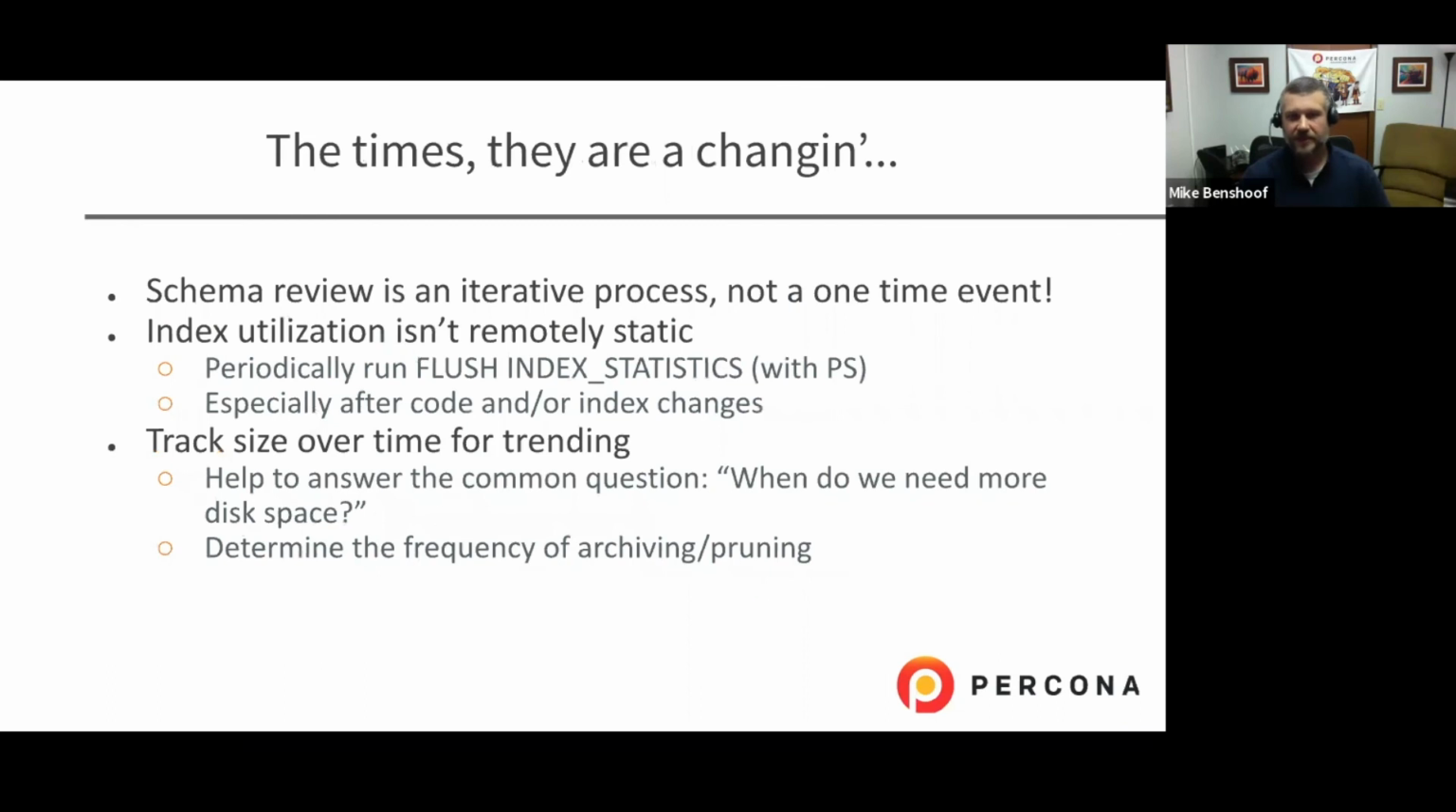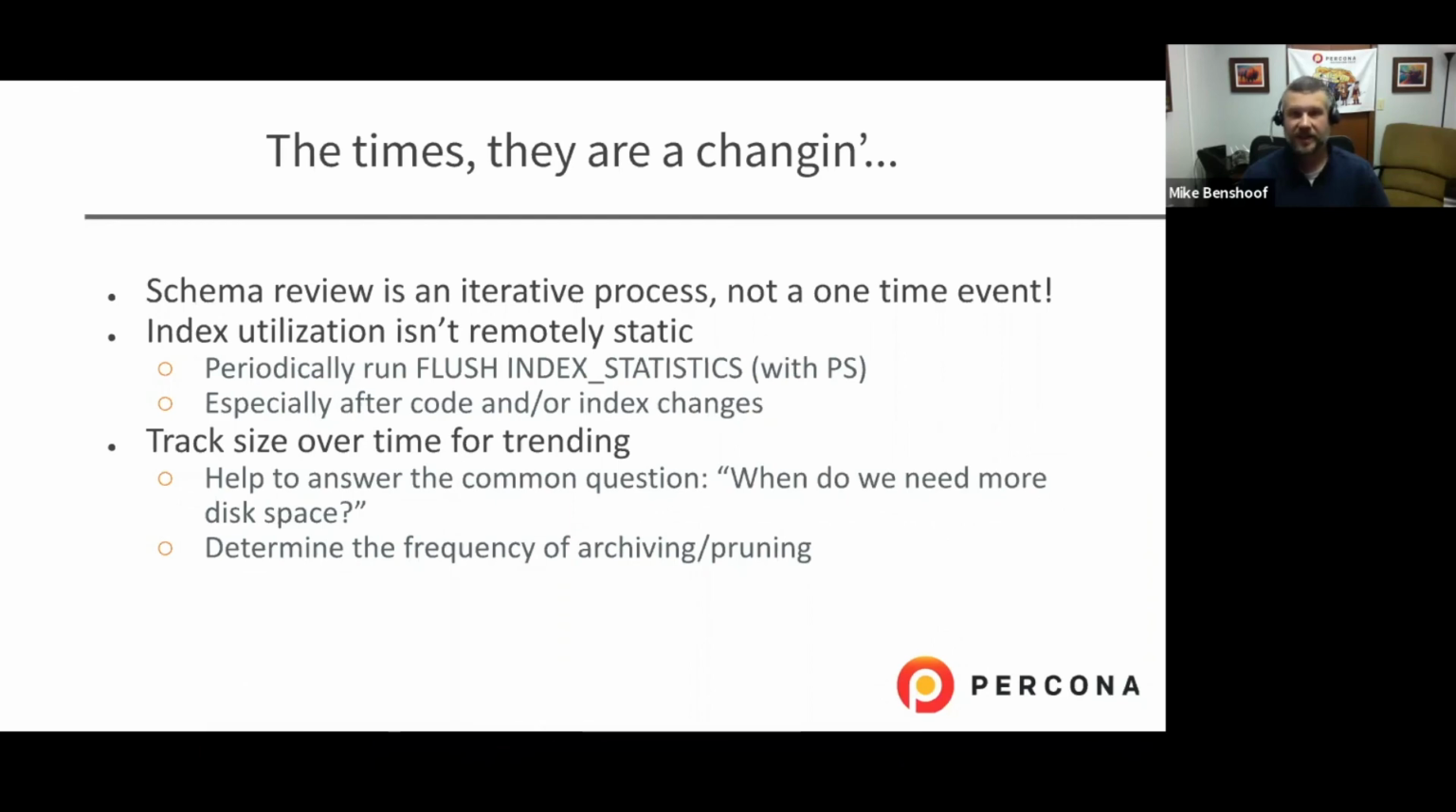And just kind of to wrap things up, this is not a one-time approach, right? This is an iterative process. As code changes, especially with more agile development cycles, things are changing. We need to continually review this. We need to look at our tables growing over time. We need to continue to review indexes. Are they being used? Are they not?